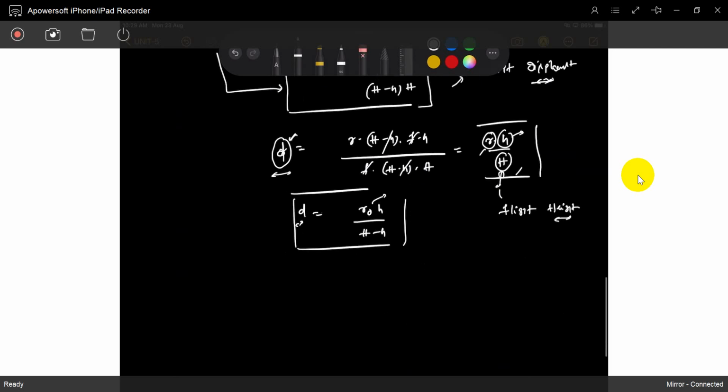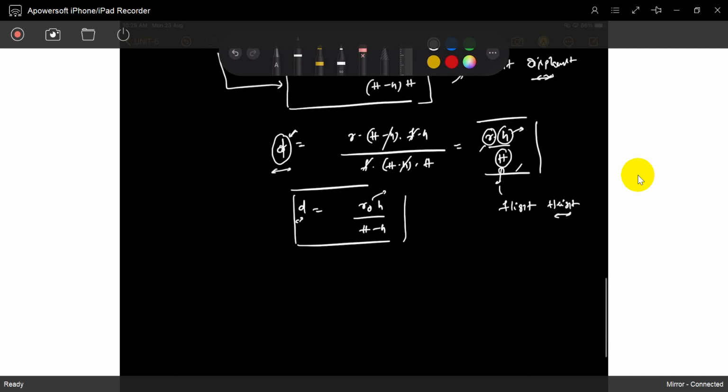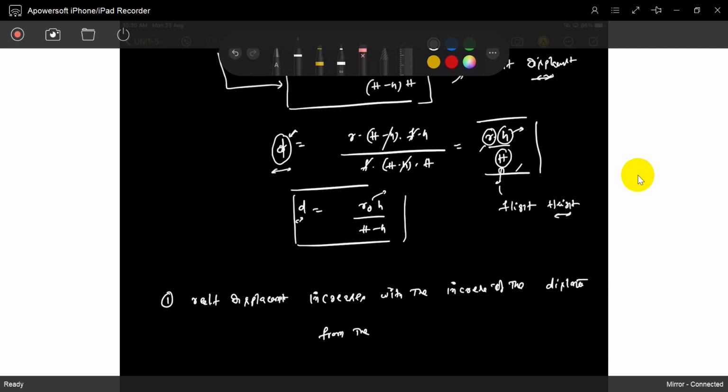What we observed from this topic: relief displacement increases with the increase of the distance from the principal point.